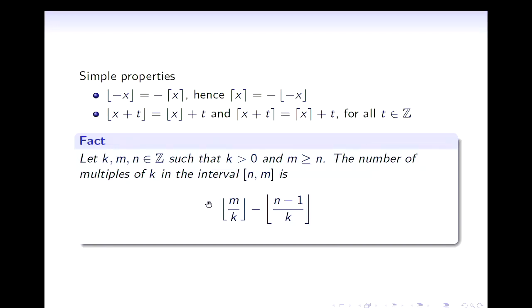But if you have a very large interval, then counting these numbers might be more difficult than applying this nice formula here, which tells you exactly how many numbers between n and m in this interval are divisible by k. And you can see it does use the floor and ceiling function. Let's try this with an example.